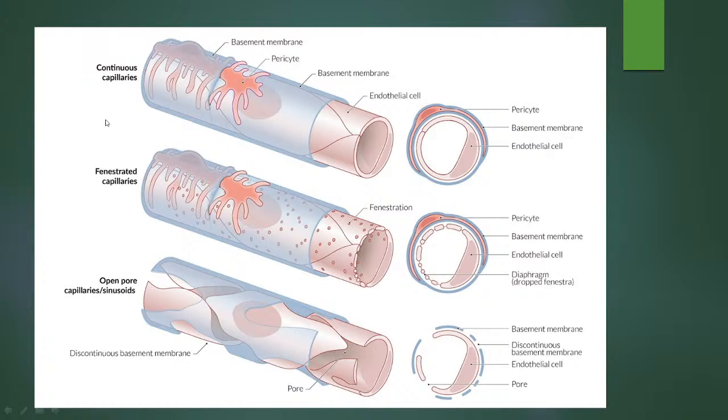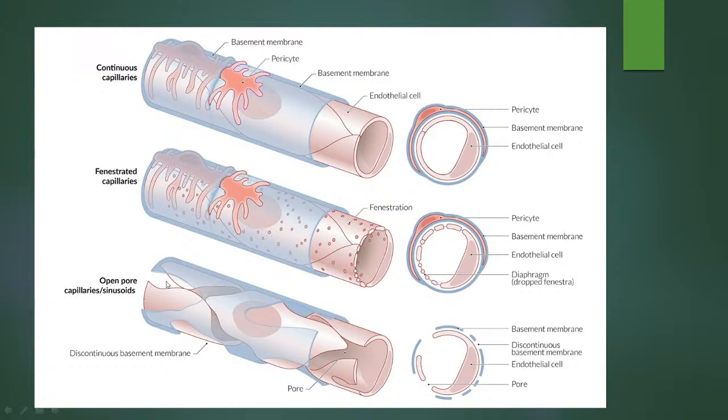The second type, fenestrated capillaries. In endothelial cells we can see a numerous amount of fenestra, special pores, but these fenestra are closed by diaphragm, and the basement membrane is still uninterrupted.